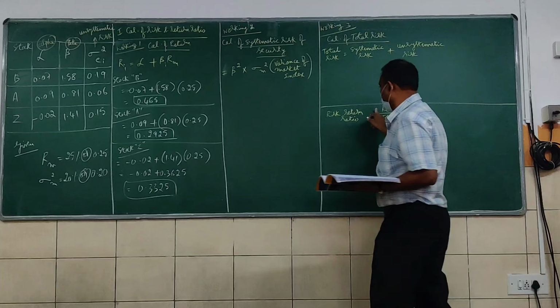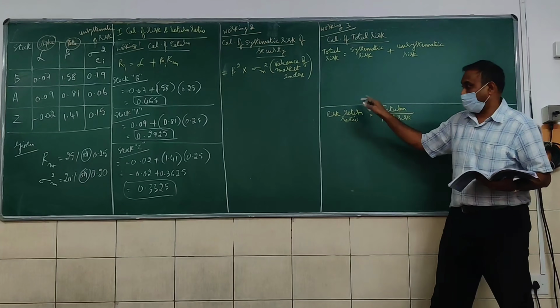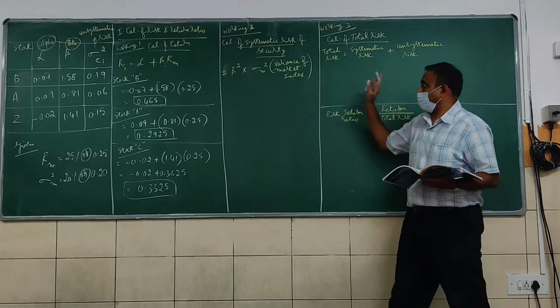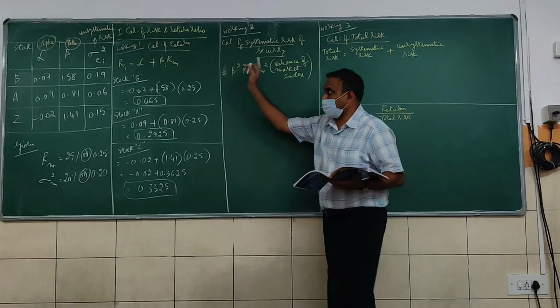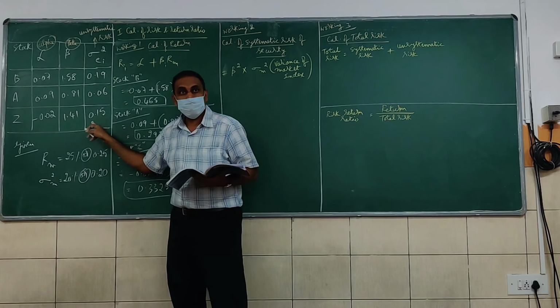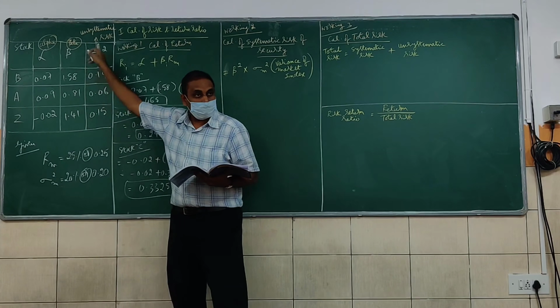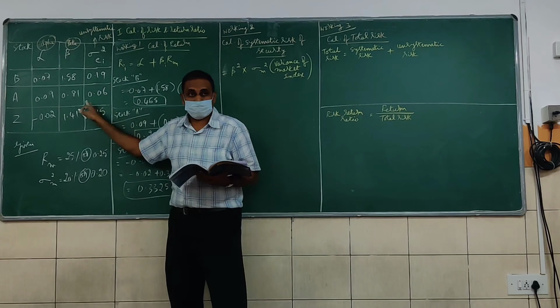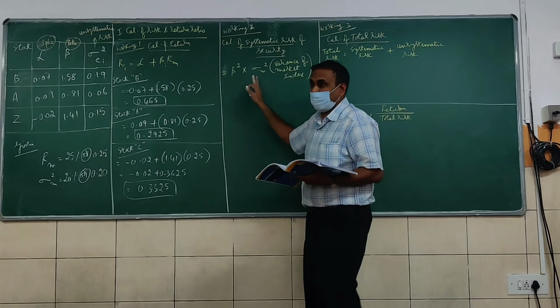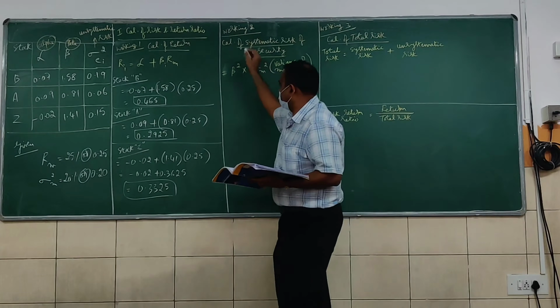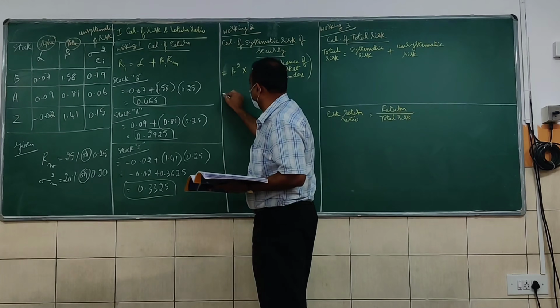So we have found the return in the ratio. We have to find the total risk next. For total risk, first we have to go for systematic. Unsystematic is already given in the problem. We have to find the systematic, then add. So systematic risk we are finding here.